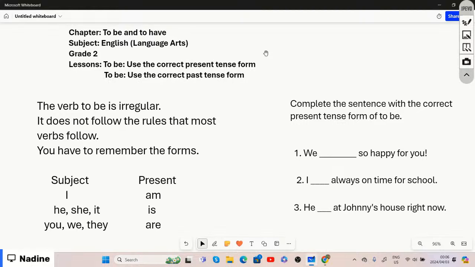And when it comes to be and to have, then we are basically talking about the verb, the action that takes place, whether the action is taking place now or the action is taking place in the past. And we're first going to the first one, which is the present tense, right?